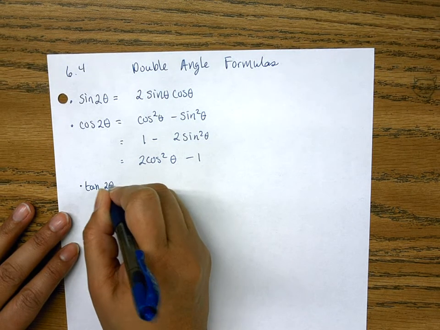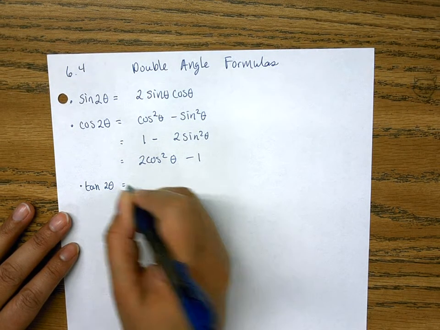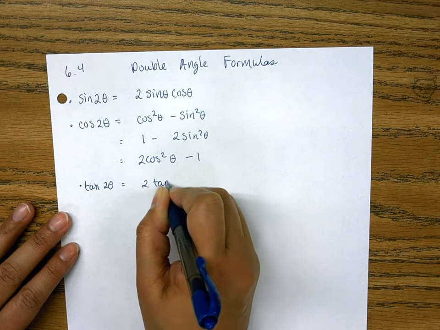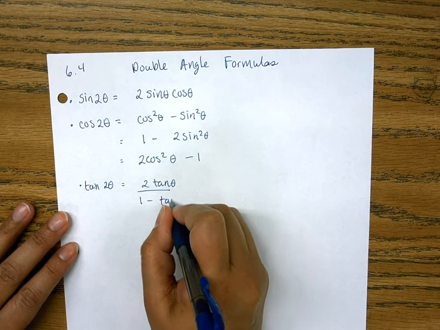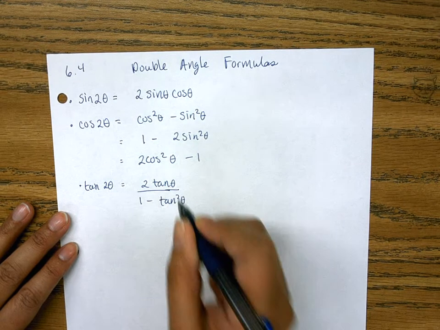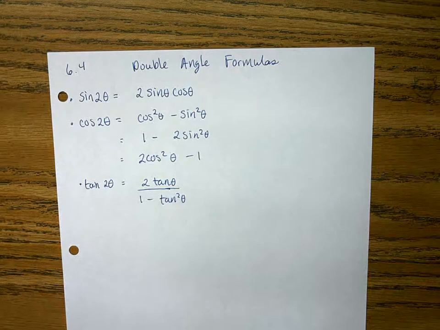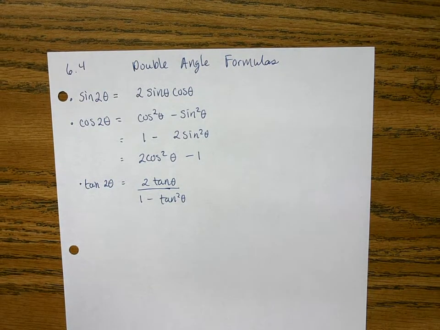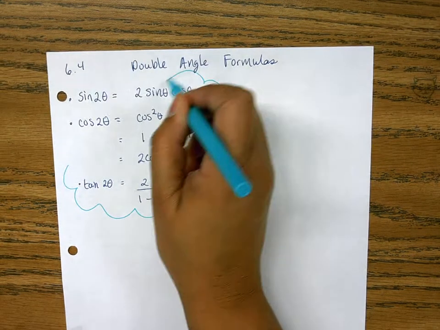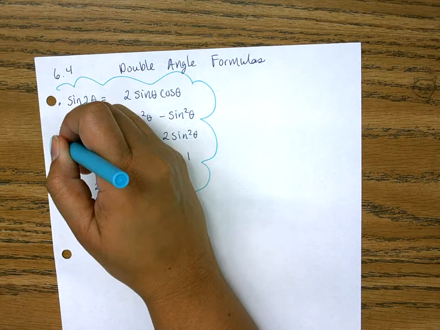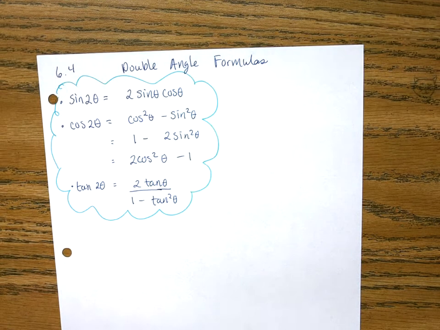All right, last one, tan of 2 theta equals 2 tan theta over 1 minus tan squared theta. All right, definite formulas you're going to want to add to your list of formulas that we've been working on.